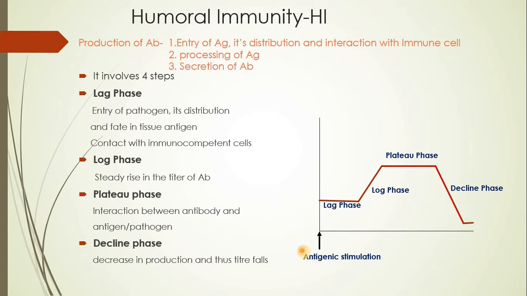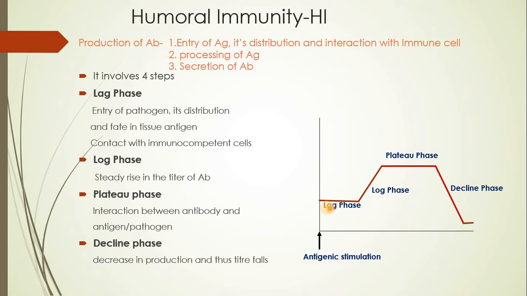Now consider a specific antigen making its entry into the body. At that moment, because there is absence of specific type of antibodies synthesized against this antigen, the titer or the level of antibodies in the body will be totally negligible or absent, or zero, one can say. Hence, graphically if I plot, we get a straight line, and this is called the lag phase.